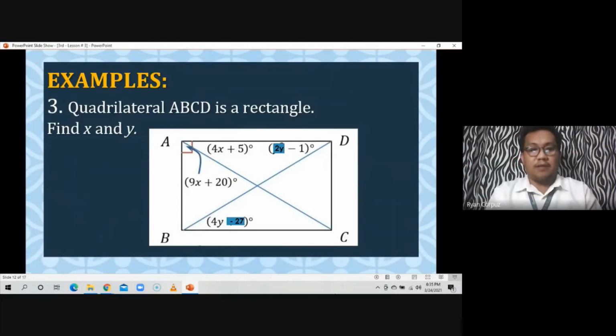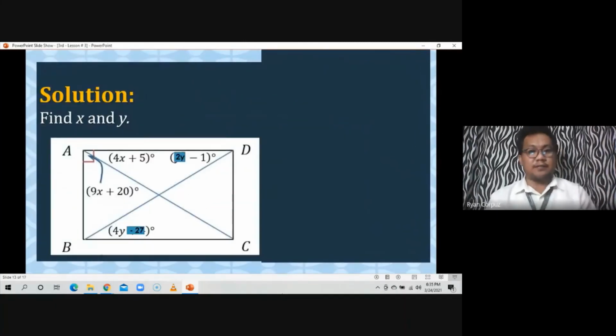Again, the given here is a rectangle. And what we're going to do is to find the value of x and y with the given measurements, this time for the angles of that given rectangle. There is also a given diagonal, but there is no given measure for its diagonal, only for the angles. So let's find x and y.